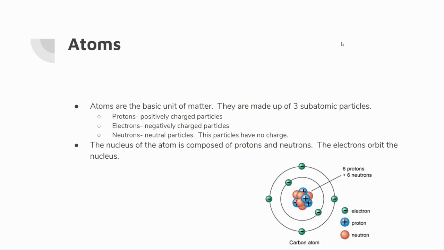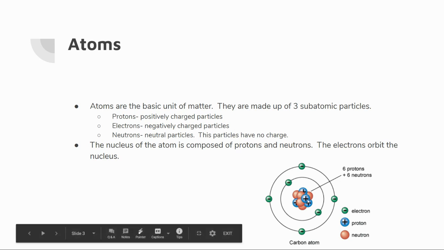Okay, so atoms. Atoms are the basic unit of matter, and they are made up of three subatomic particles. So you have protons, electrons, and neutrons. And we need to remember what type of charge those subatomic particles carry. Okay, so protons are positively charged, and that's easy for you to remember. And how I remember it is proton starts with a P, positive starts with a P. So protons are positively charged particles. So if we look at this picture down here, it is the blue subatomic particles with the plus sign in it.